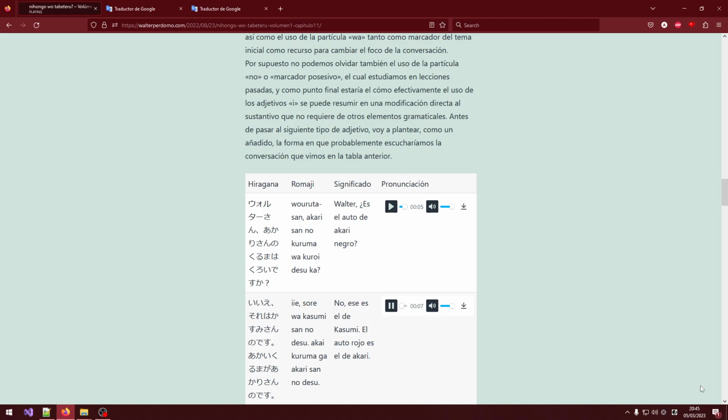いいえ、No. それはかすみさんのです。That's Kasumi's. 赤い車があかりさんのです。The red car is Akari's car. Kind of similar translation, but in Japanese it changes. We use only the Kasumi-san no desu, Akari-san no desu form. So yeah, that is it.